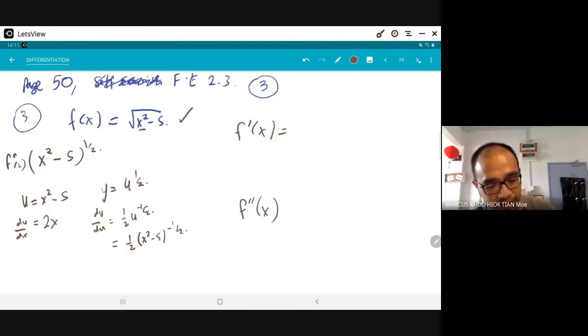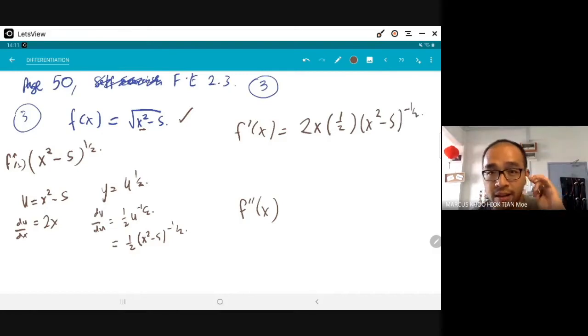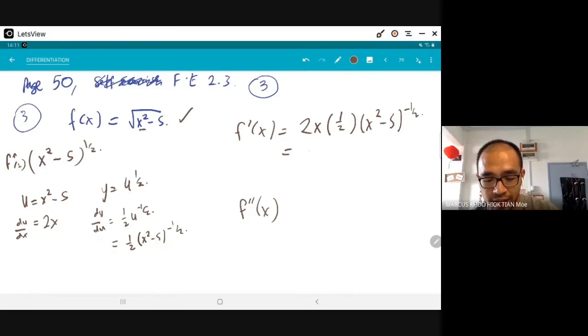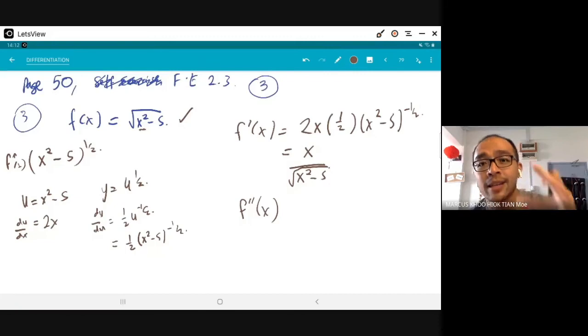Okay, fine. Once you get the answer, you get 2x times 1/2 x squared minus 5 to the power negative half. Is that correct? Ya. Sama lah itu. Okay, x squared minus 5 square root lah. Okay, this will be the final answer. Kalau kamu tidak perlu differentiate one more time lah. Tapi kau perlu differentiate one more time, and that's the problem now lah.